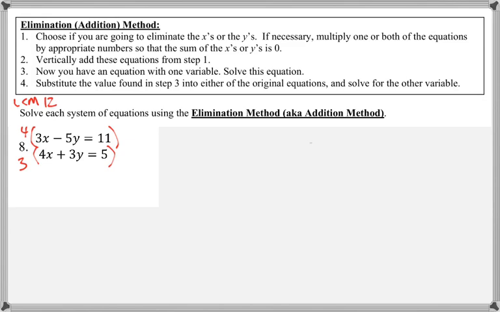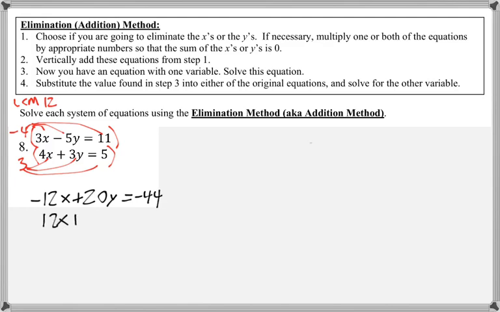Now I actually need to pick one of these to be negative so that one of them is a negative 12 so that they will actually cancel out. So let's make the top one negative. So I need to distribute, and this will be negative 12x plus 20y is equal to negative 44. 12x plus 9y is equal to 15.